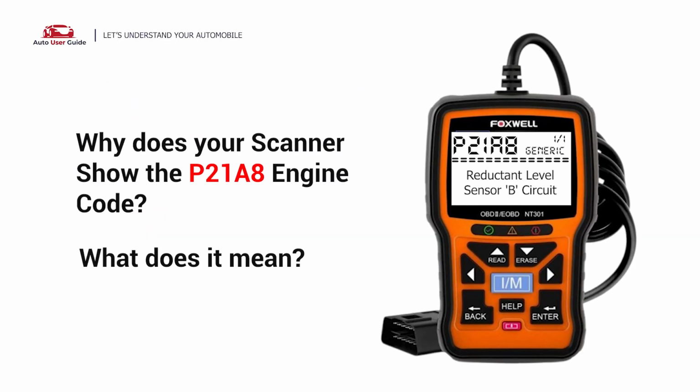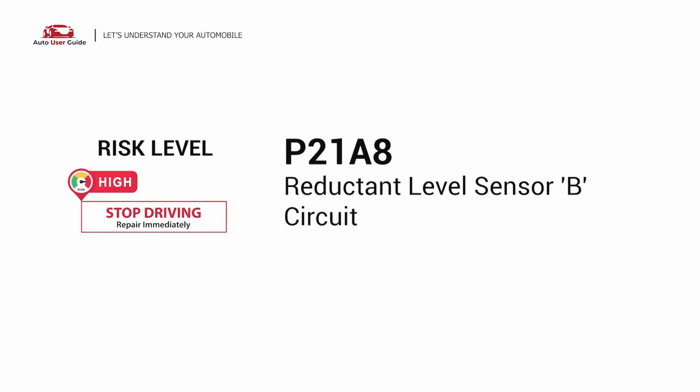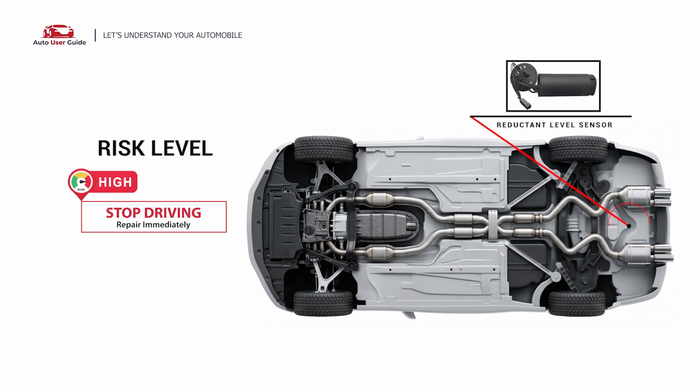Why does your scanner show the P21A8 engine code? What does it mean? P21A8 is a diagnostic trouble code for Reductant Level Sensor B circuit. The P21A8 engine code indicates that the vehicle's PCM has detected a malfunction, implausible signal, or voltage issue coming from the secondary DEF level sensor in the emission control system.